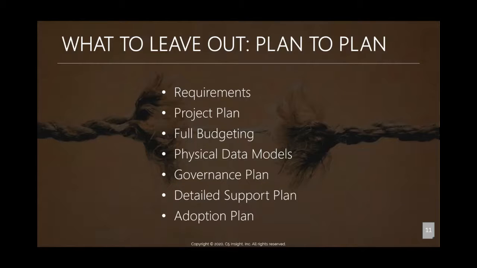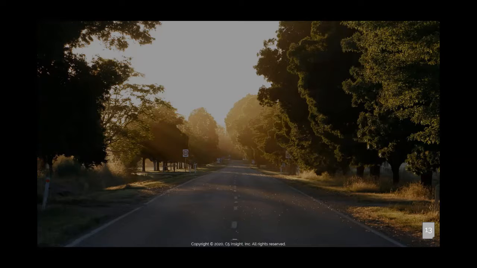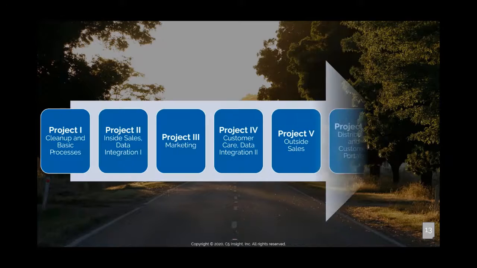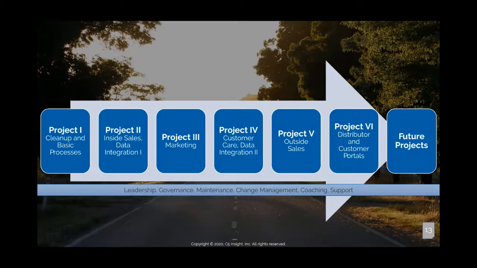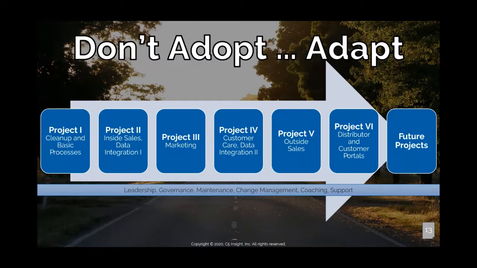You don't need your physical data models, your governance plan, your support plan, your adoption plans. You might have passing mention of all those things. You might mention them in the plan itself. Hey, these things need to get done, but we're going to do them in real time as we move along and execute our plan with agility. What might a plan look like? Maybe something like this, right? Now, again, I've said this before, don't adopt, adapt.